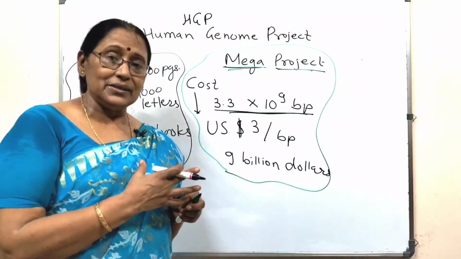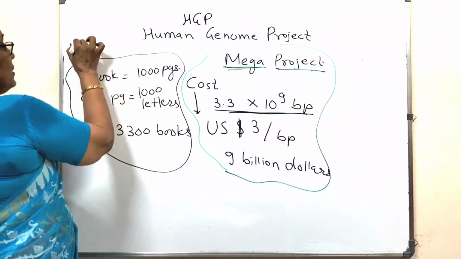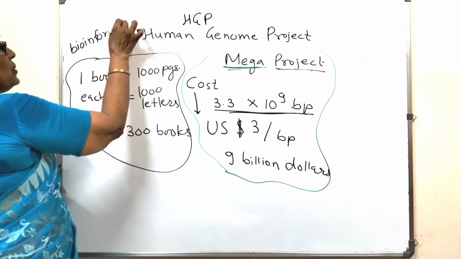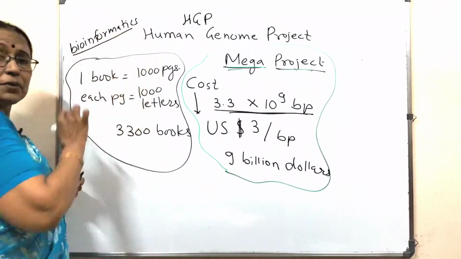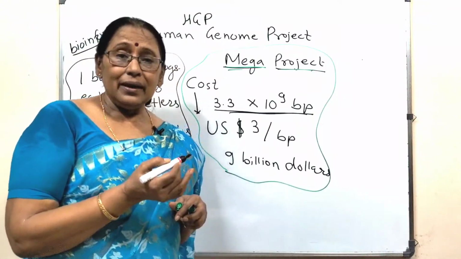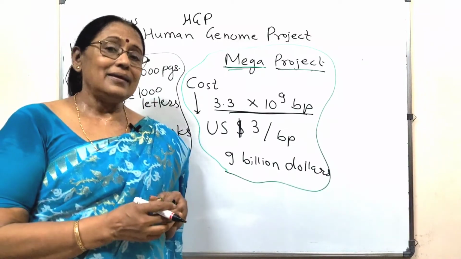Actually, it gave rise to a new branch of biology called bioinformatics, so that this huge information can be stored properly, analyzed properly, handled properly, and the data can be retrieved from it in an easy way.